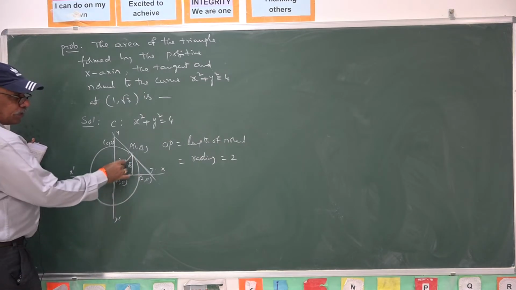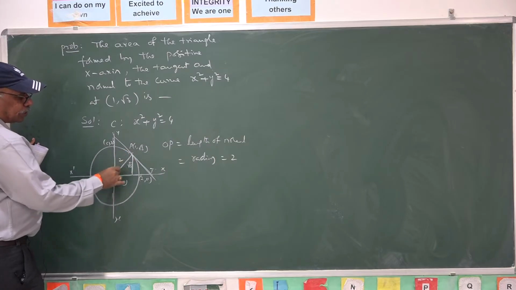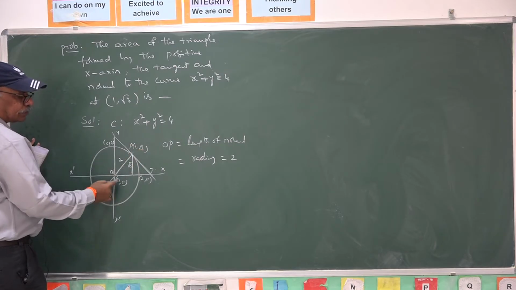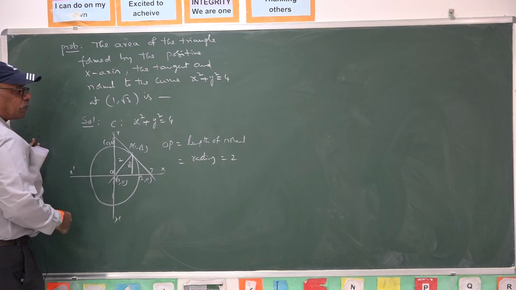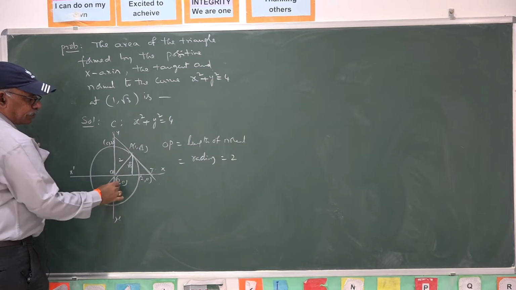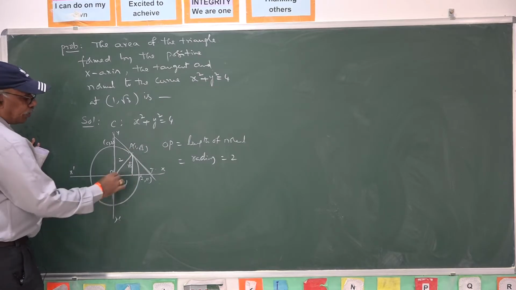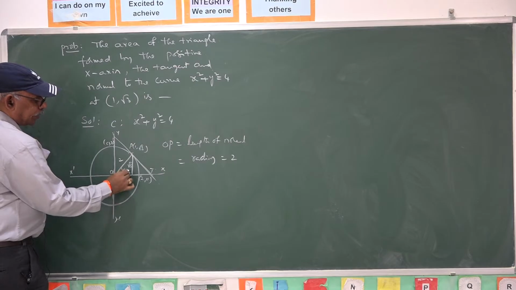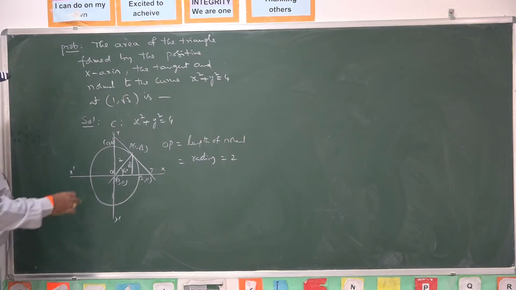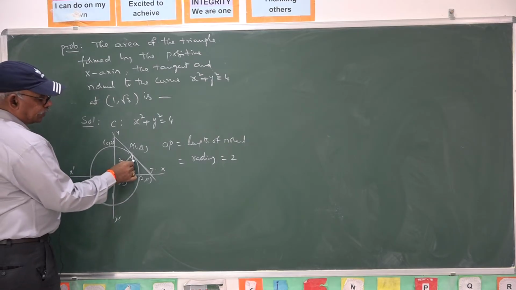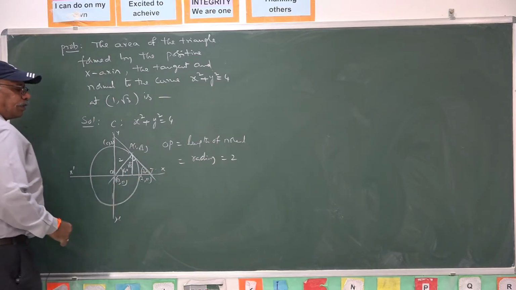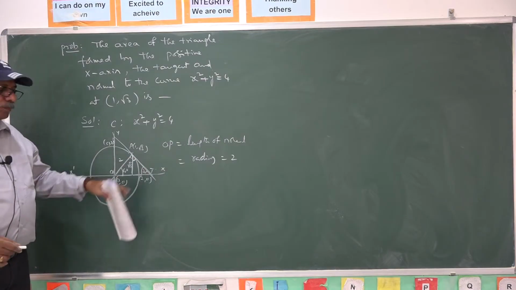Now the slope, because y2 minus y1 by x2 minus x1 gives us the slope. Slope of the normal is root 3 minus 0 by 1 minus 0, which is root 3. So the normal is making a 60 degree angle with the positive direction of x-axis. This is of angle 60. Here this is 90, so this is clearly 30. This is 150, of course.